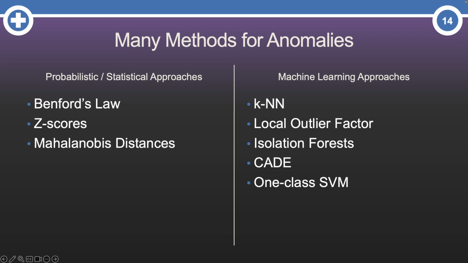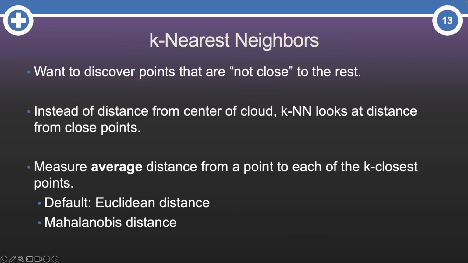But now we are transitioning in this series to more of the machine learning based techniques for anomaly detection, like kNearest neighbors, called KNN, local outlier factor, which is based on kNearest neighbors, isolation forests, classifier adjusted density estimation, also called CADE, and one class support vector machines. So let's start working through the right hand list. What is kNearest neighbors? Remember our goal.